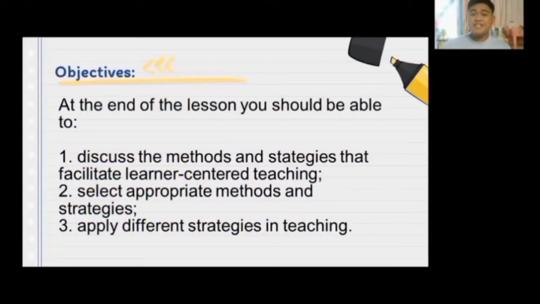First, discuss the methods and strategies that facilitate learner-centered teaching. Second, select appropriate methods and strategies. And then the third one would be apply different strategies in teaching. So these learning objectives, we're hoping that we would achieve at the end of our lesson.